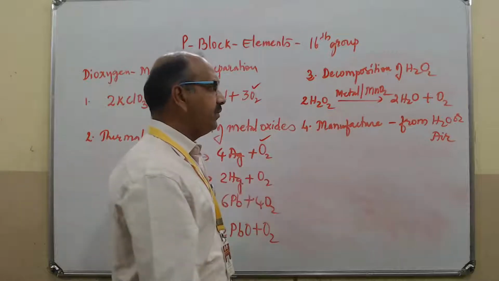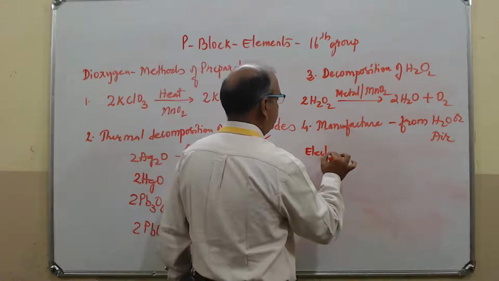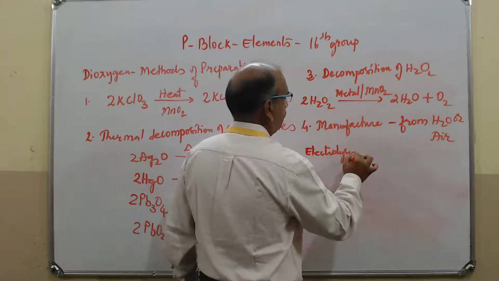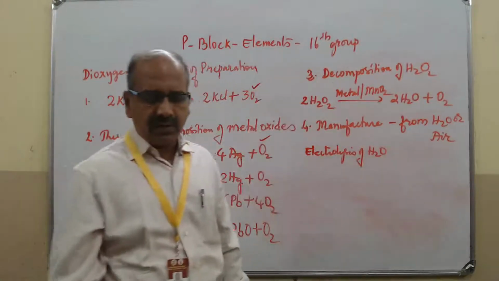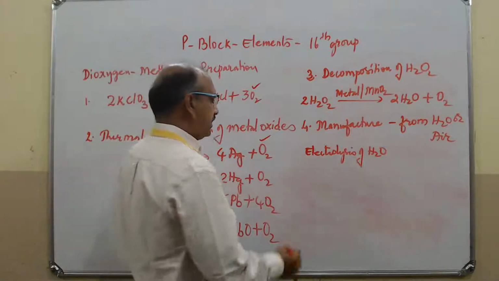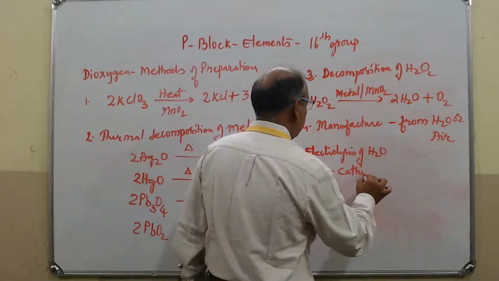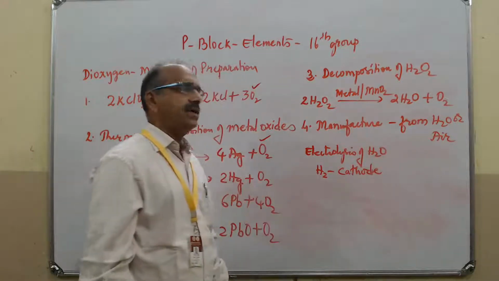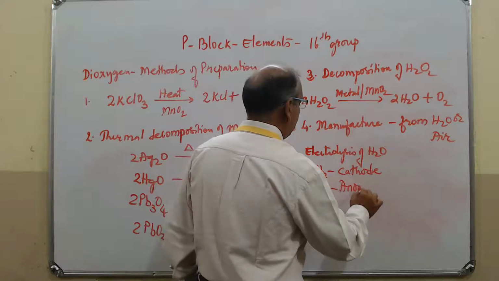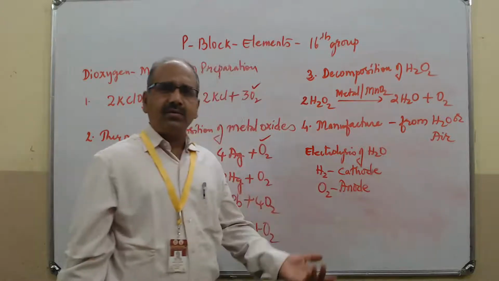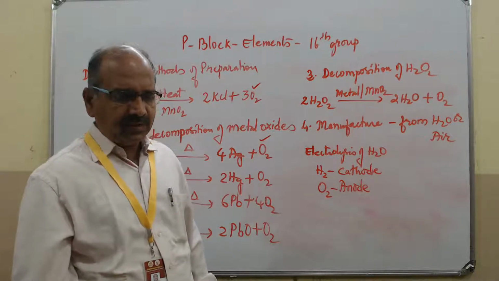Another method is electrolysis of water. If you do electrolysis of water, what shall be obtained where? Hydrogen will be obtained at the cathode and oxygen shall be obtained at the anode. At the anode there is oxidation, at the cathode there is reduction. This is the industrial method.